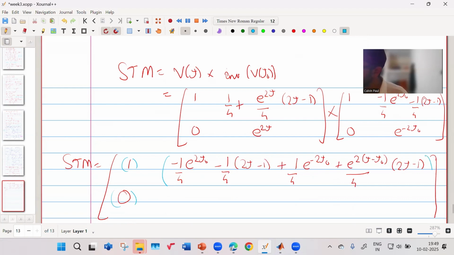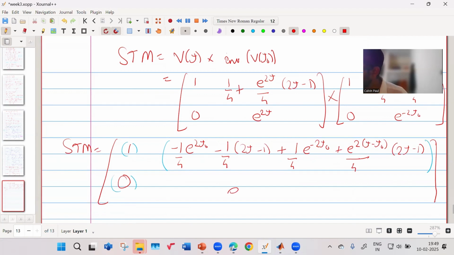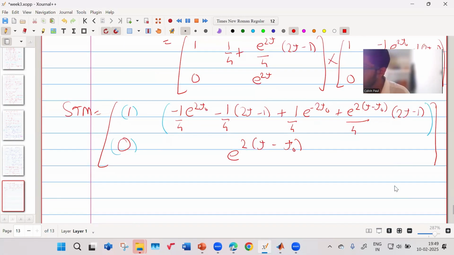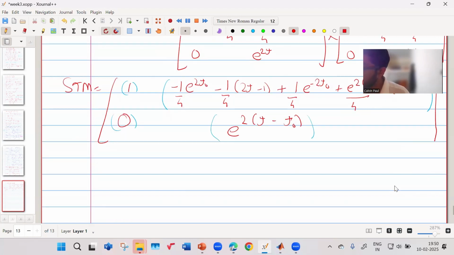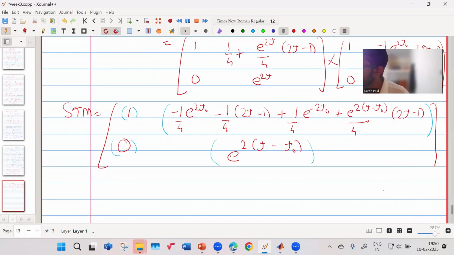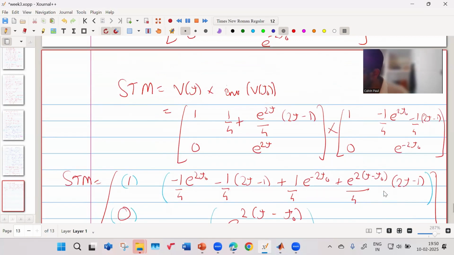So this is this. And then we have this 0 into this is 0 and e to the power 2t into e to the power minus 2t0. So that is e to the power 2 into (t minus t0). Okay, it comes out like this. So now what do we do? So this minus 1 by 4 e to the power 2t0 and 1 by 4 e to the power minus 2t0, they get cancelled. They have to cancel out.